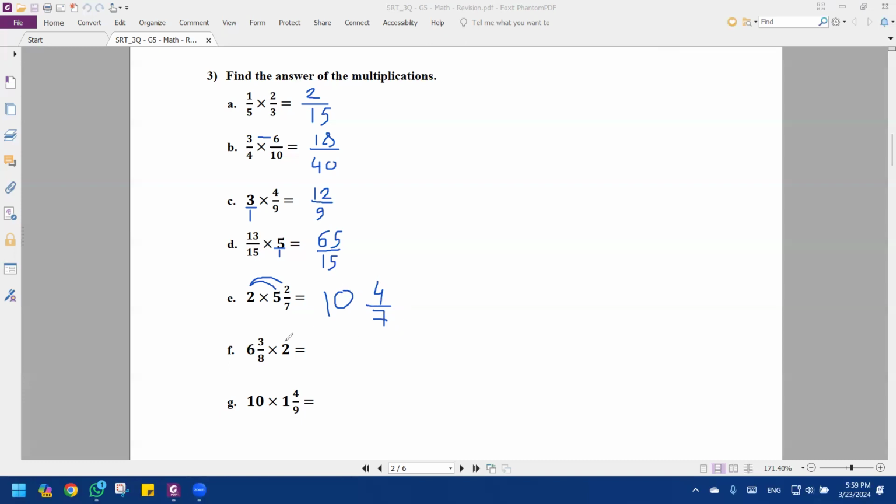Now, question F, 2 times 6, 2 times 3 over 8. 2 times 6 is 12. 2 times 3 over 8, it's 6 over 8. Next, 10 times 1, 10 times 4 over 9. 10 times 1 is 10. 10 times 4 over 9 is 40 over 9.